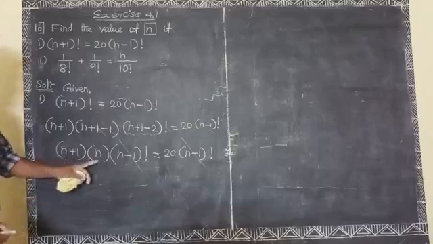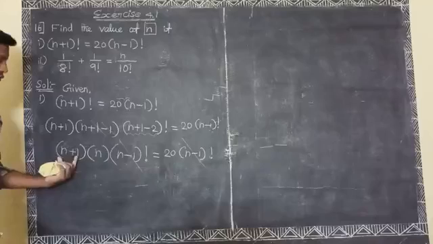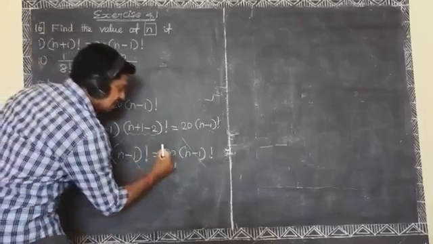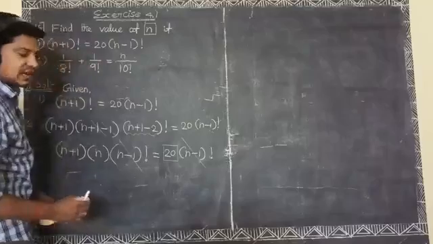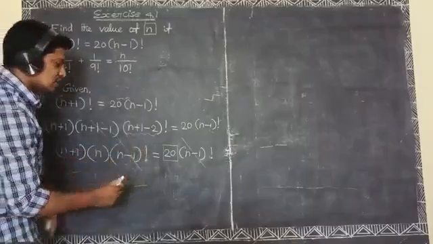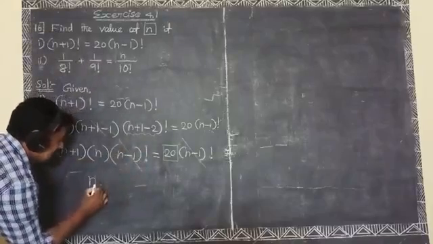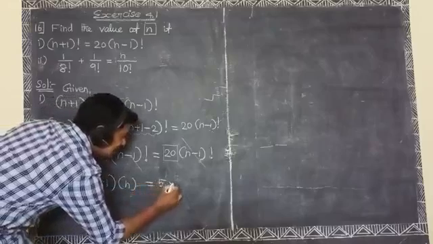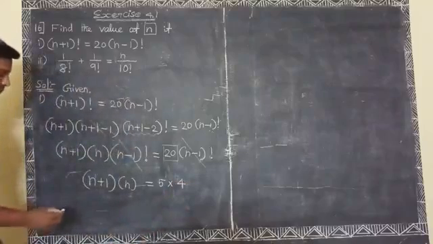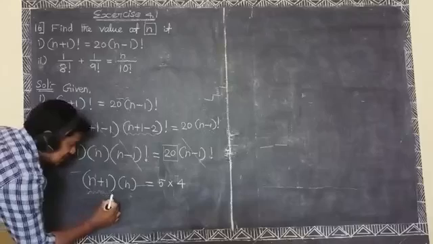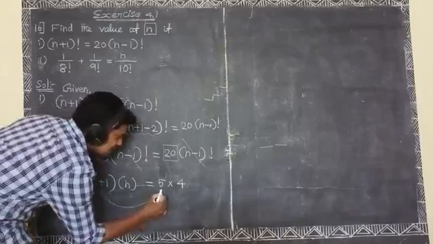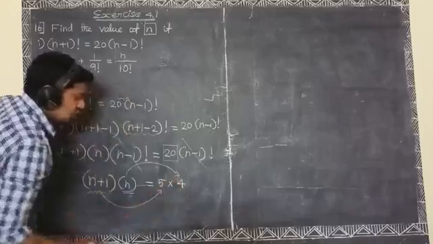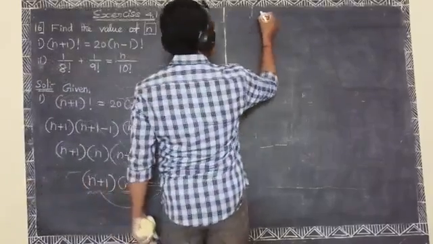Then (n+1) × n on the left hand side has two factors: n+1 is one factor and n is the other. The right hand side has only one number, 20. We can split it into a product of two numbers, so (n+1) × n = 5 × 4. Comparing the first factor on the left with the first number on the right, and then n with 4, therefore n equals 4.